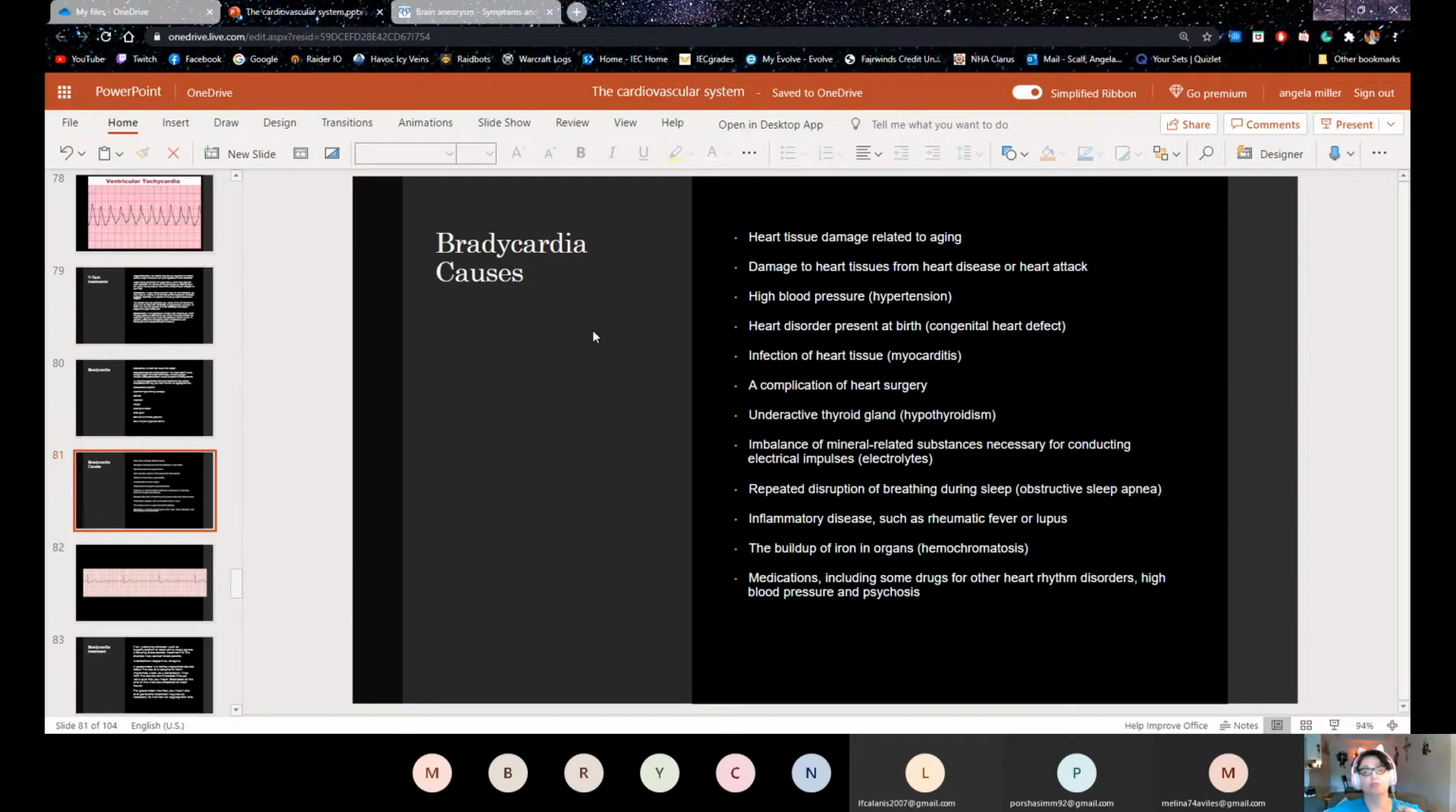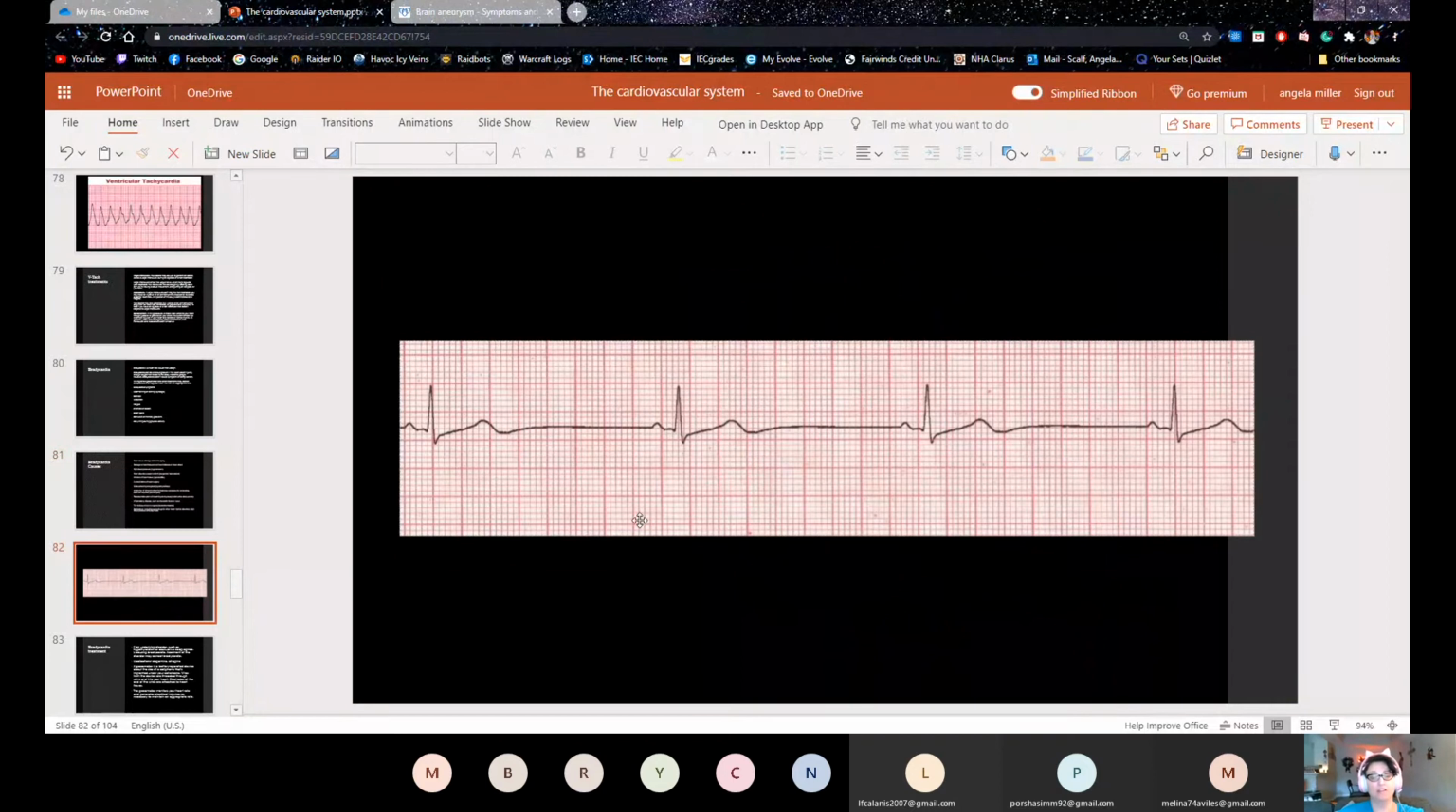But basically, what we need to know is that bradycardia is beats 60 or less, and it usually makes them feel lightheaded, dizzy, and they could possibly have a syncope, which is fainting. Okay, we never want a patient to faint, because what do they risk hitting? Their head.